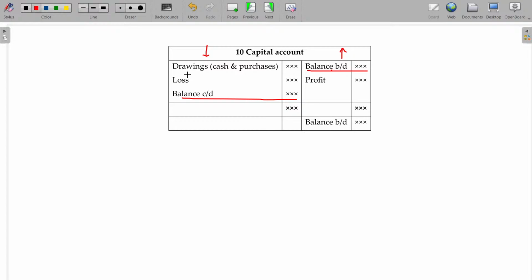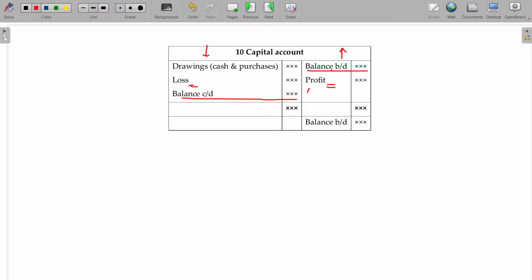After preparation of the financial income statement, you either get profit or loss. If you are getting the profit, the owner's money will be increasing, which means the entity has to pay him additionally. That will be shown here. In case of loss, it should be posted on the other side.